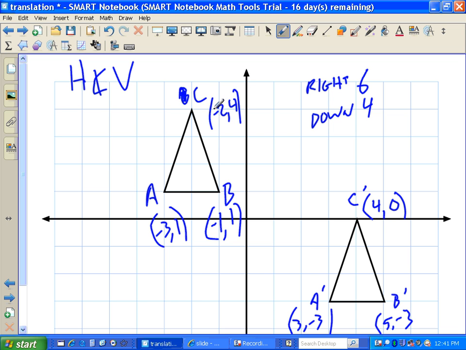We added 6 to all of them. True? 2 plus 6 is 4. -3 plus 6 is 3. -1 plus 6 is 5. Okay? So we add 6. And with the y-coordinates, we subtracted 4. 4 minus 4, 0. 1 minus 4, -3. 1 minus 4, -3. Okay? So, that's the basic thing when we do a translation.